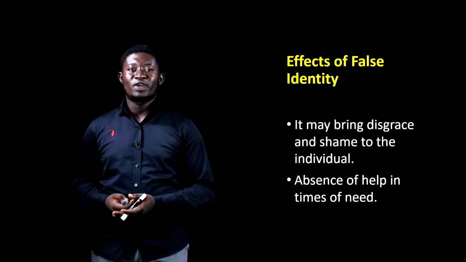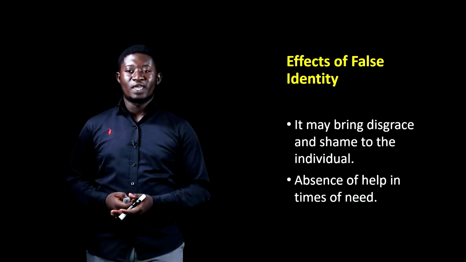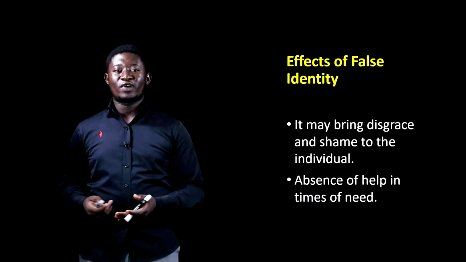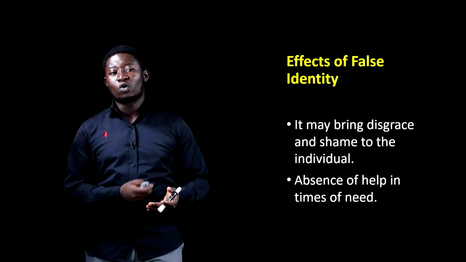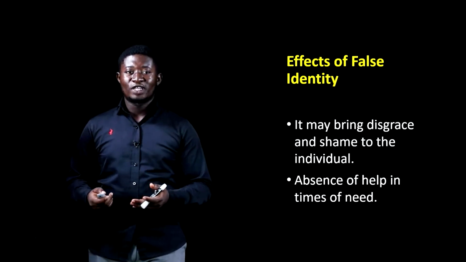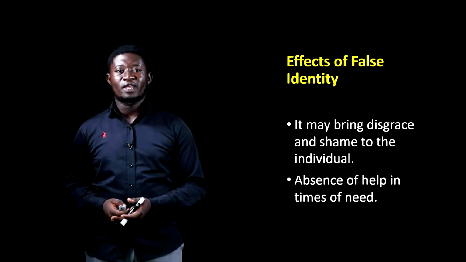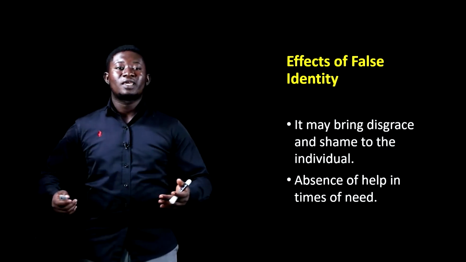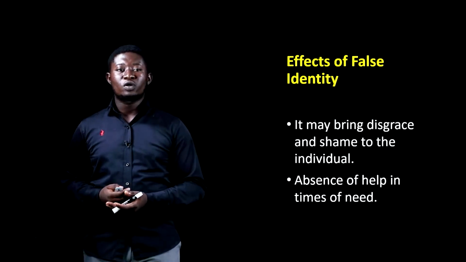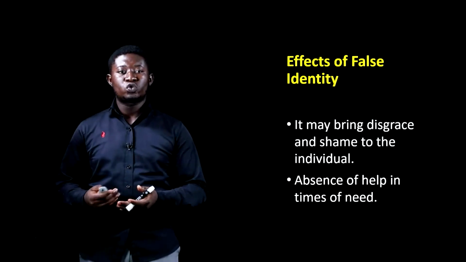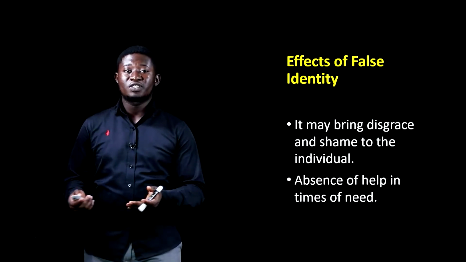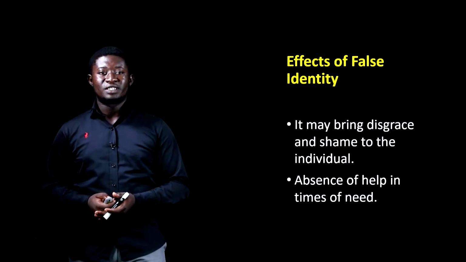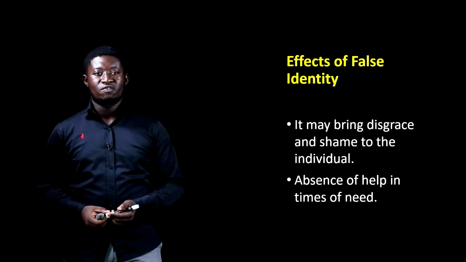The first one is that it brings shame and disgrace to the individual. As a student, if you have told all your friends that you live in an apartment in East Legon, then you are sick. Your friends want to visit your home and see how you are faring. Upon tracing, they realize that you live in a slum area that there is nothing good to write home about. Because you were not true to yourself and because you were not true to your friends, the moment you see them, you feel disgraced and you are ashamed. So false identity has an effect of bringing disgrace and shame to the individual.